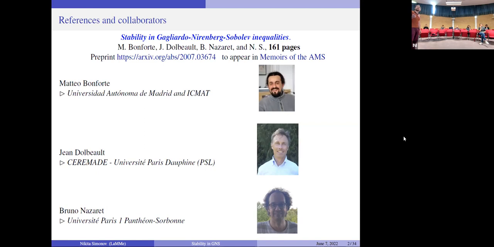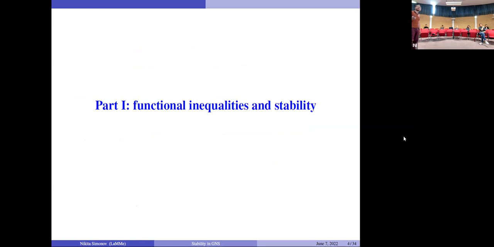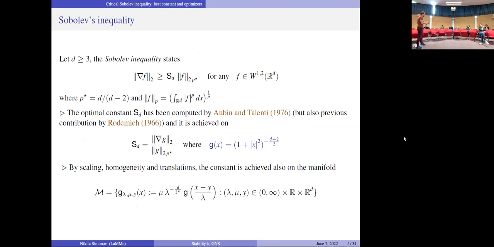So first, let me tell you what are functional inequalities, then what is the stability, and I will talk a little bit in the second part about our proof, and in the third part about the Sobolev inequality. So maybe the best point to start is actually the Sobolev inequality. So functional inequalities, what are they?